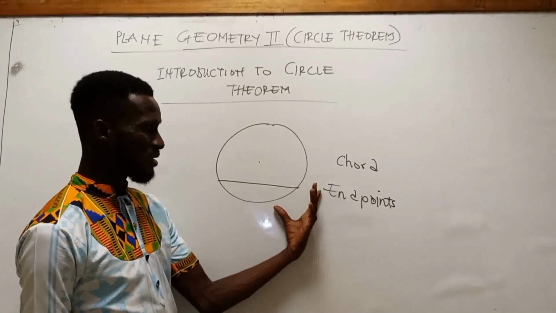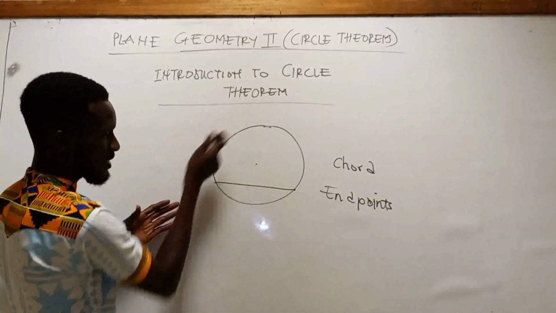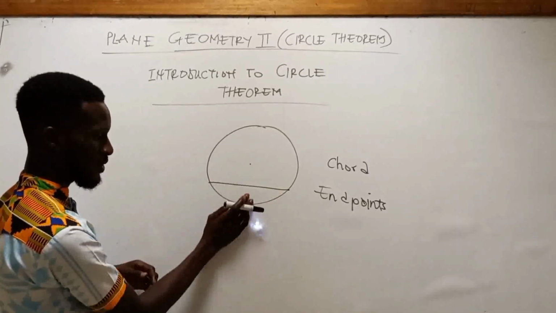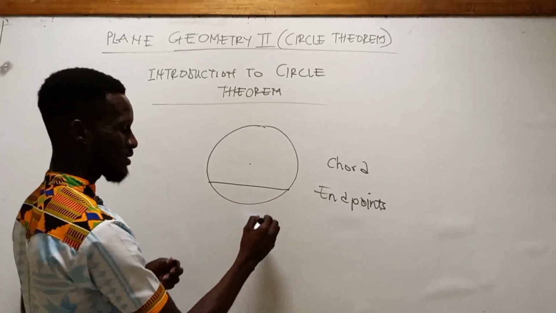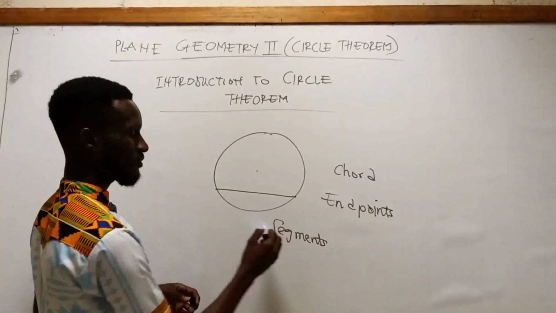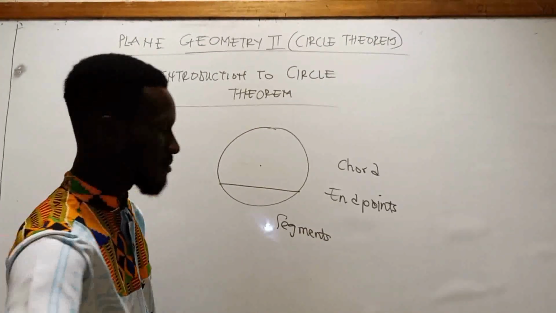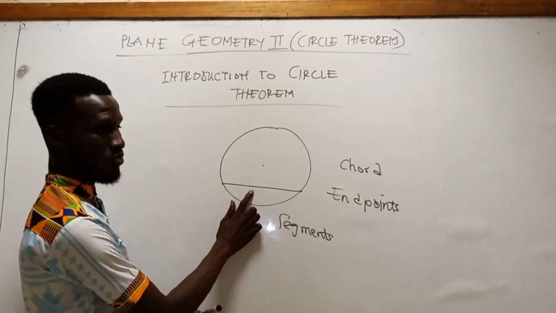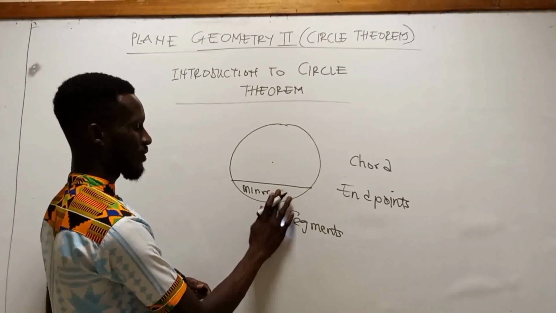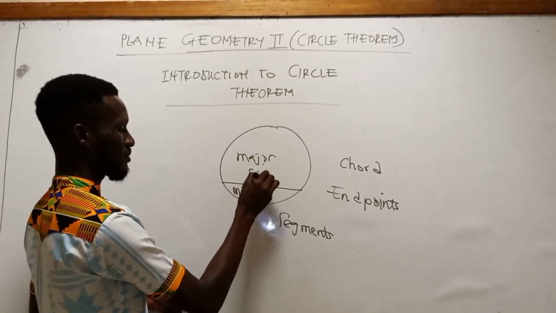Now, this chord divides the circle into two: this part and this part. What is the name given to each part? A chord divides the circle into segments. This one is a segment, and this one is also a segment. But because this part is smaller and this part is bigger, we call this one the minor segment, and this one the major segment.